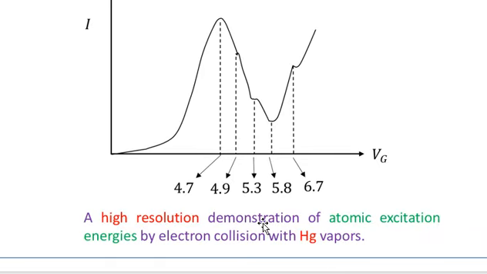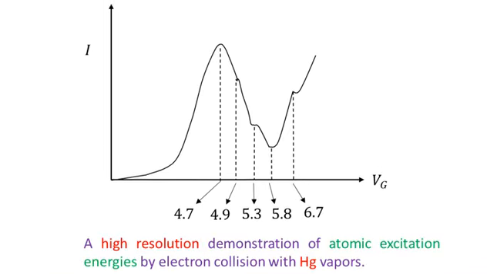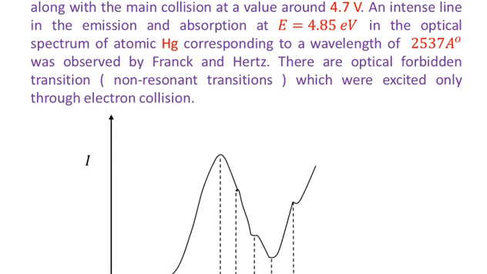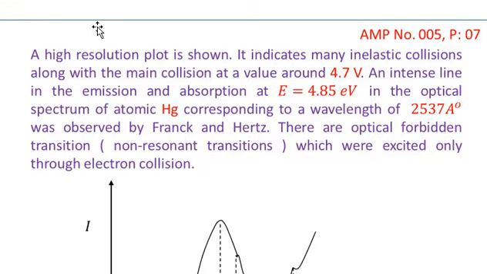So a high resolution demonstration of the atomic excitation energies by electron collision with mercury vapors is shown. So now let me explain this one through the paragraph. A high resolution plot is shown. It indicates many inelastic collisions along with the main collision at a value around 4.7 volt. This is the grid voltage.